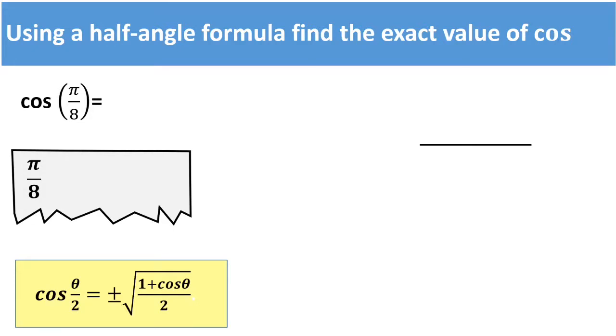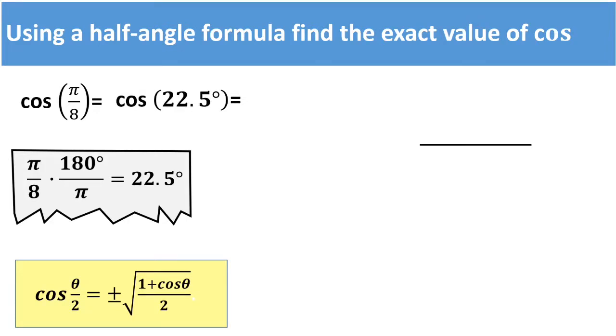Here's a little scratch work. Starting with pi over 8, to convert, we will multiply by 180 degrees over pi. The pi's will cancel, and 180 divided by 8 is 22.5 degrees. I will now replace pi over 8 with its equivalent, 22.5 degrees. To use the half-angle formula, we need to think of an angle that when divided by 2 is 22.5. That angle will just be 22.5 doubled. Notice pi over 8, 22.5 degrees, and 45 degrees over 2 are all equal to one another.